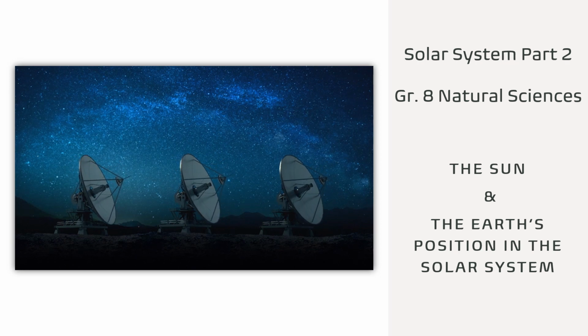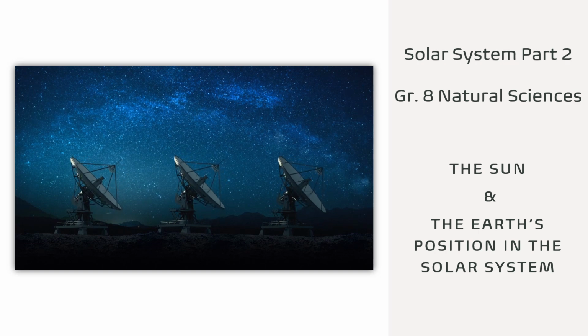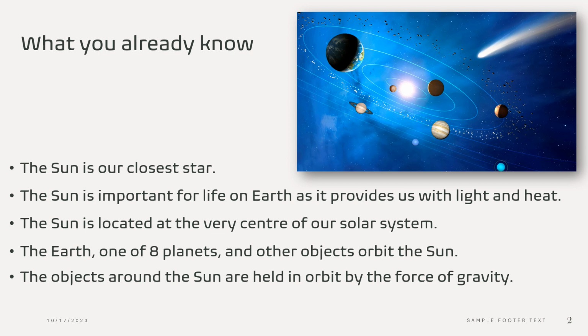I'm Mrs. Milani Lowe and I'm going to talk to you about the sun and also the Earth's position in the solar system. So what you already know, just to recap on what you learned last week or the previous lesson, we know that the sun is our closest star. The sun is very important for life on Earth as it provides us with light and heat, in other words, with energy. Then we know that the sun is located at the very center of our solar system. And the Earth, which is one of the 8 planets and other objects, orbit the sun. And then the objects around the sun are held in orbit by the force of gravity.